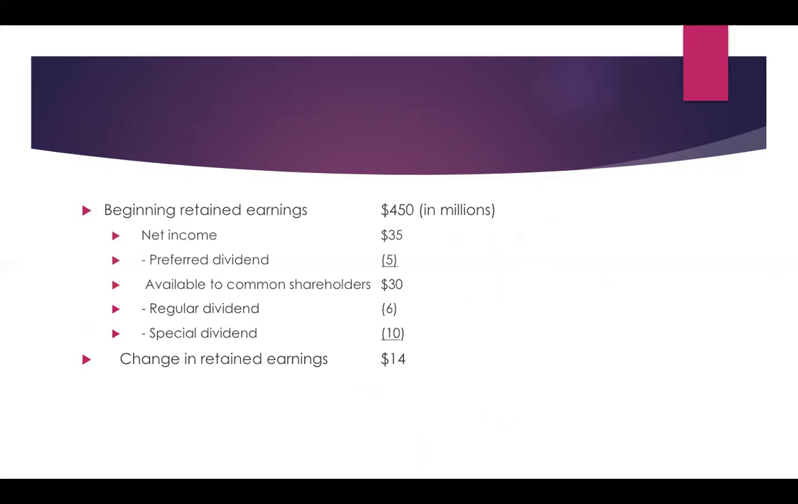We know a regular dividend was paid out to the common shareholders of $6 million. And we also know that a special dividend was also paid out of $10 million. This is all taken directly from the problem, which leaves a change in the retained earnings of $14 million. Basically, we just add that to the beginning retained earnings of 450 plus 14 million, leaves us with an ending retained earnings of $464 million.